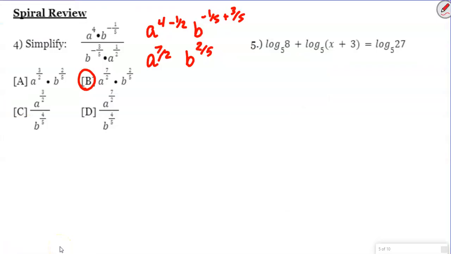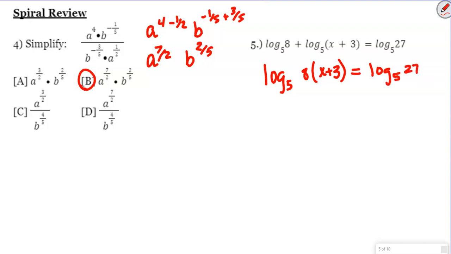So with number 5, remember, we're always going to condense first before we solve, okay? Because this is a solving problem. So we're going to say log base 5 of 8 times x plus 3 because it's being added. And remember, when we condense, we multiply. And that's equal to our log base 5 of 27, right?